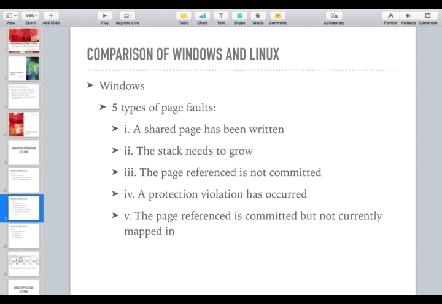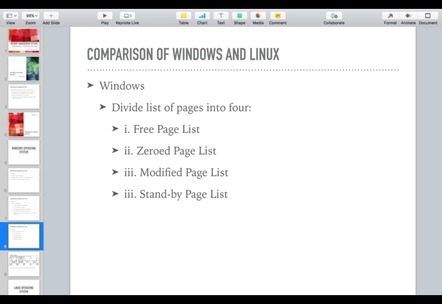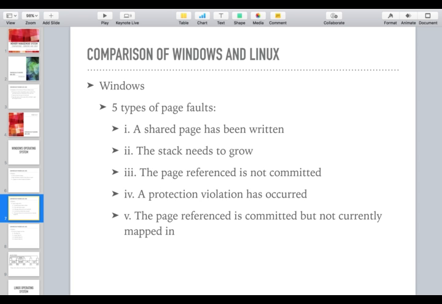The first one shows the need to have the read-only page written. The second, the stack needs to grow. It's attempting to find an extra page. The third and fourth are irrecoverable.